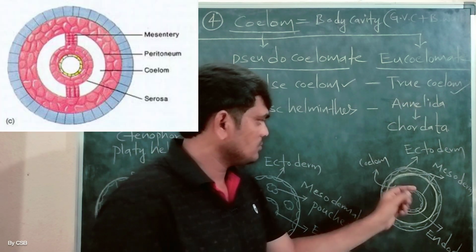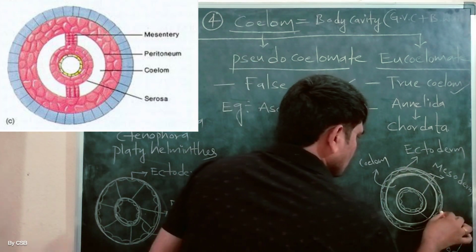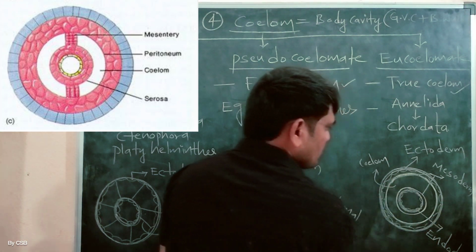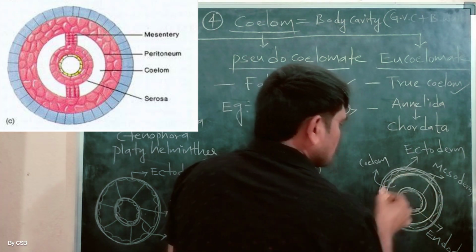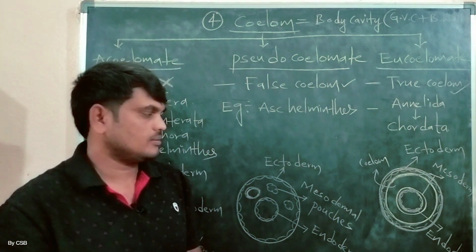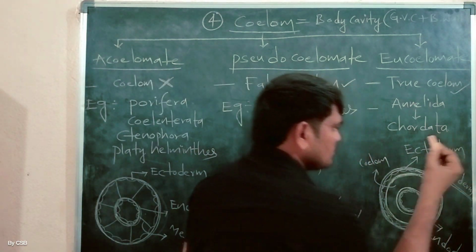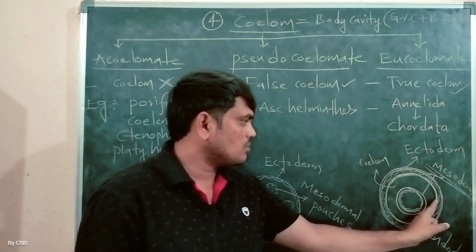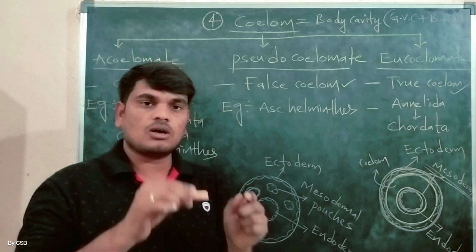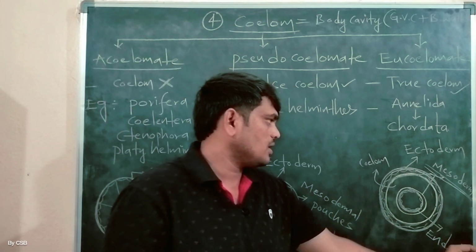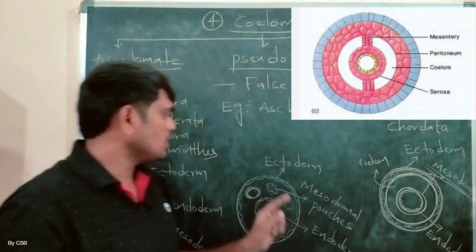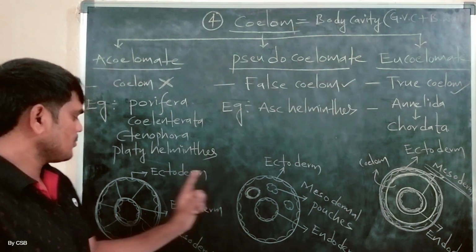Observe the diagram here. This one is ectoderm. This one is endoderm. Ectoderm and endoderm of eucoelomates are lined by the mesodermal layer. Both layers are lined by the mesodermal layer. Hence, we can observe a clear coelom. It is clearly visible coelom. This one is partially visible coelom.